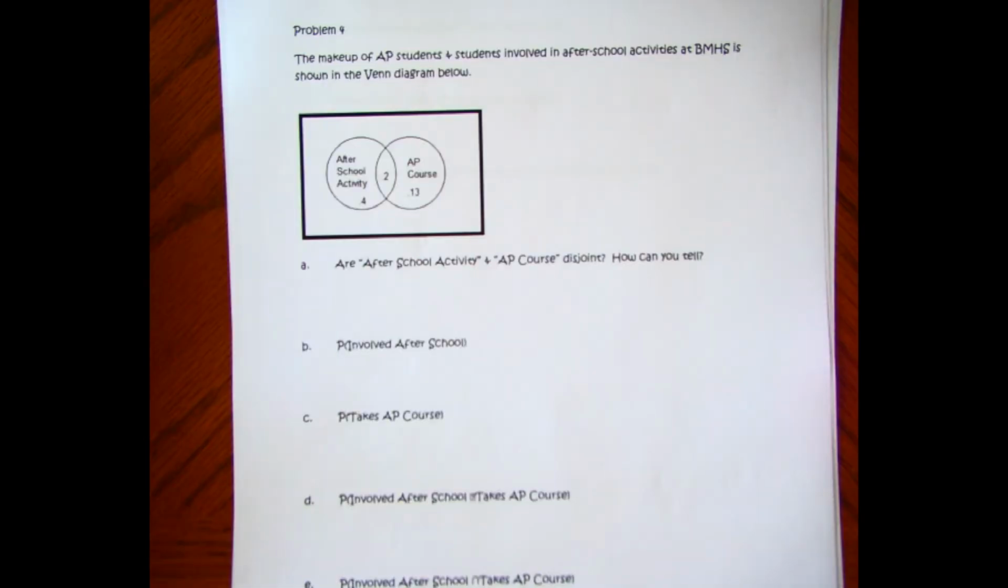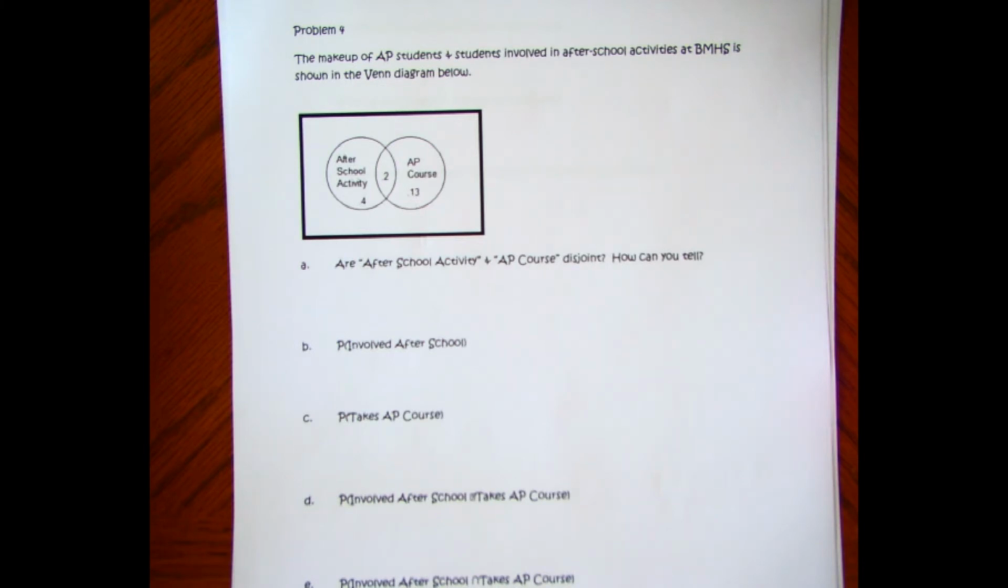Alright, problem 4 here. The makeup of AP students and students involved in after-school activities at BMHS is shown in a Venn diagram. Okay, now what a Venn diagram does is it's a way of capturing elements that are involved in two different categories. Right, so we're comparing after-school activities to AP courses.